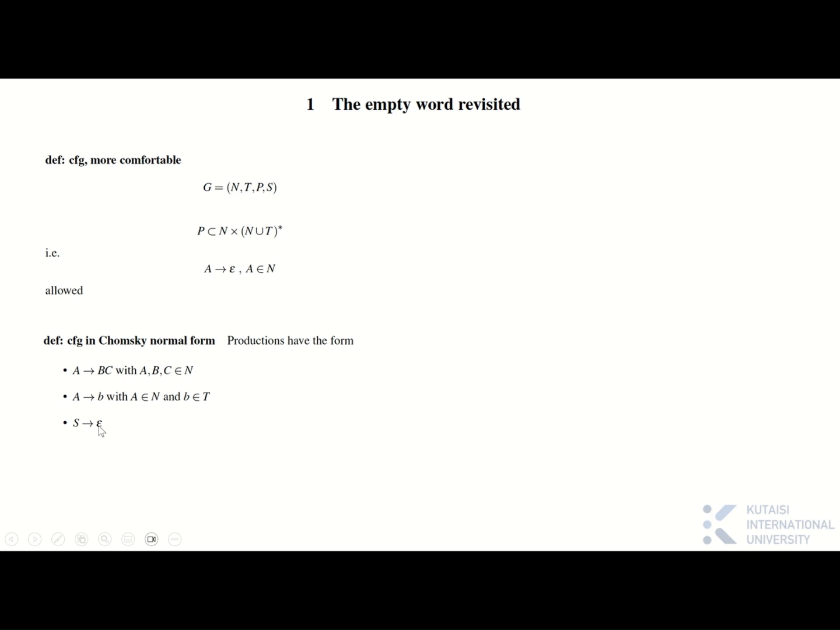So this is much more restrictive than this here. This allows any length on the right, a bunch of different things. And I'm saying that I can always change my grammar so that it only has these 3 types of rules, and it will produce the same language as the grammar I started with. This is the point.